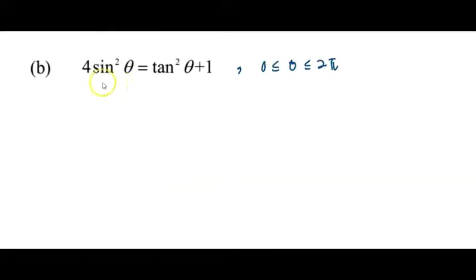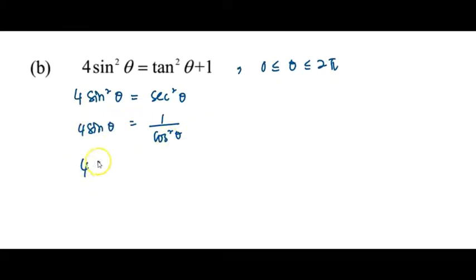That's it. For this equation, I'm going to convert this tangent square plus 1 into secant square. Alright, so I'll rewrite the equation: 4 sine square theta, 1 plus tangent square theta can be converted into secant square theta. And secant square theta is 1 over cos square theta. Now I'm going to multiply both sides by cos square theta. I get sine square theta multiplied by cos square theta equals 1.